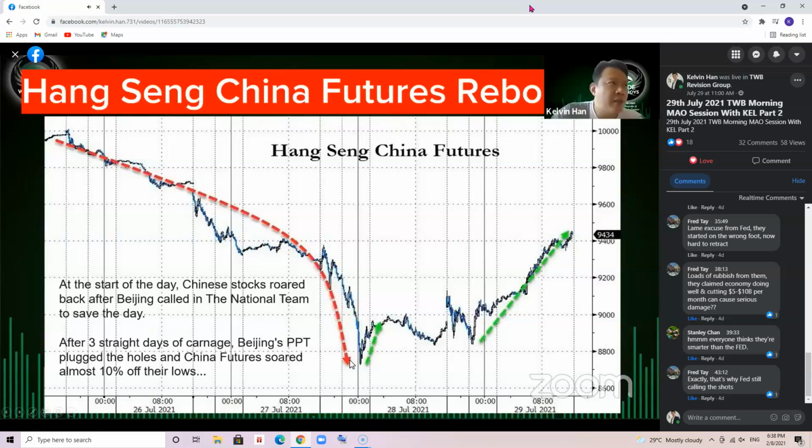And after 3 days of carnage, the Beijing plunge protection team came in, plugged all the holes up and pushed the market all the way up. That's why when you see the market keep going higher no matter how bad the fundamentals are, you just have to follow through and buy, because usually someone is involved and it has to be something very big.